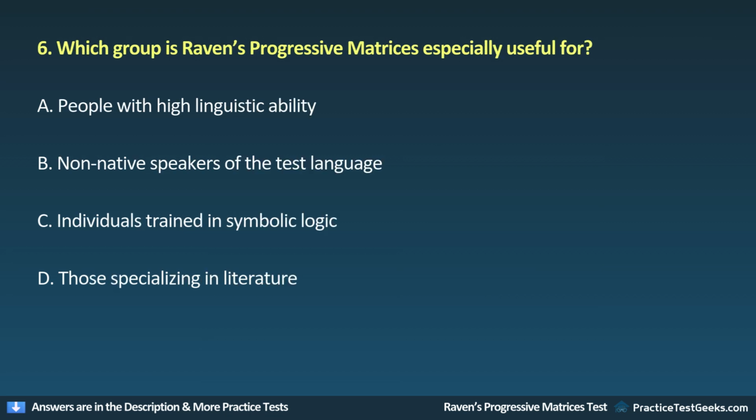6. Which group is Raven's Progressive Matrices especially useful for? A. People with high linguistic ability. B. Non-native speakers of the test language. C. Individuals trained in symbolic logic. D. Those specializing in literature.